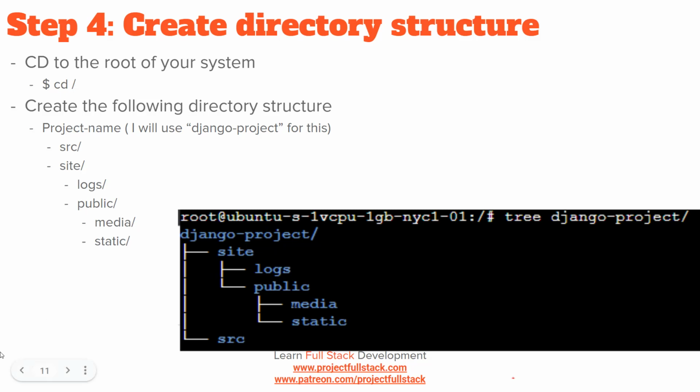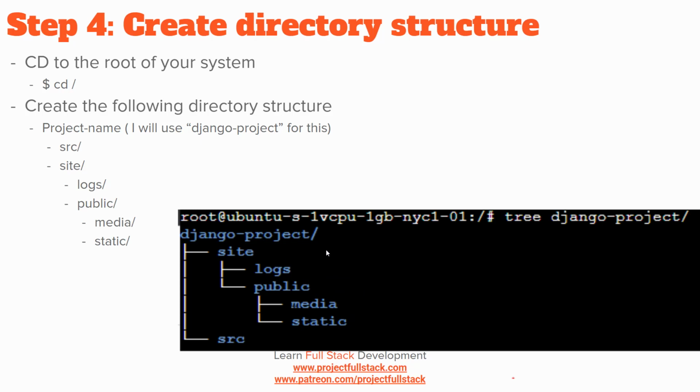So we're going to have a directory for our project here, whatever you want to call it. I'm calling mine django-project, but you can call yours whatever you want. Inside of that, we're going to have a site directory and a source directory. Inside of the site directory, we're going to have logs and public directories. And inside the public directory, we're going to have media and static.